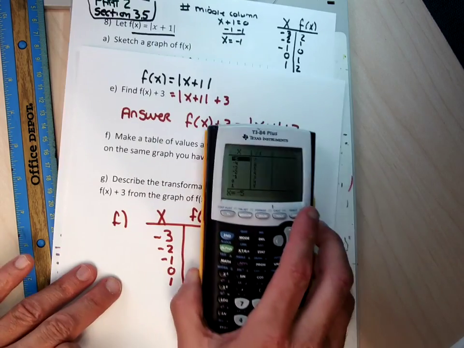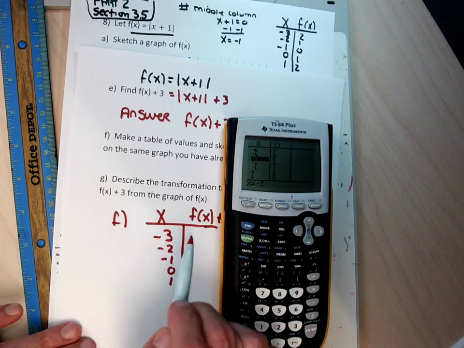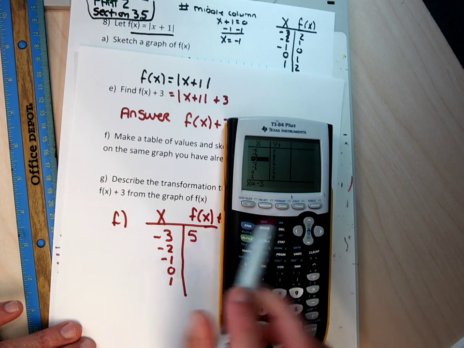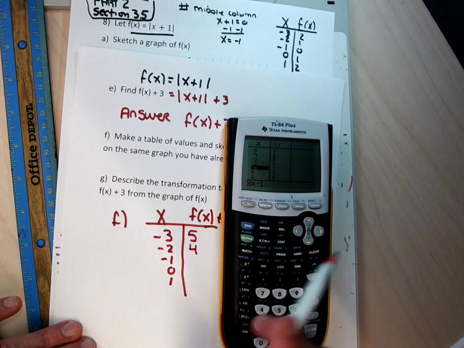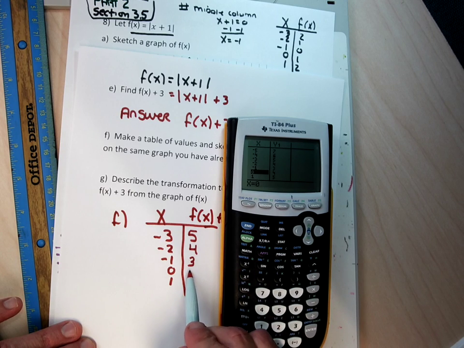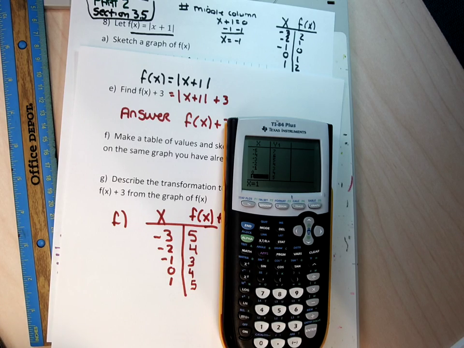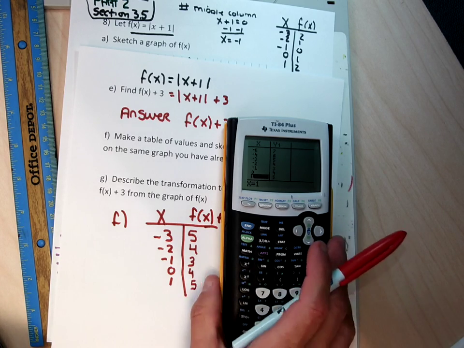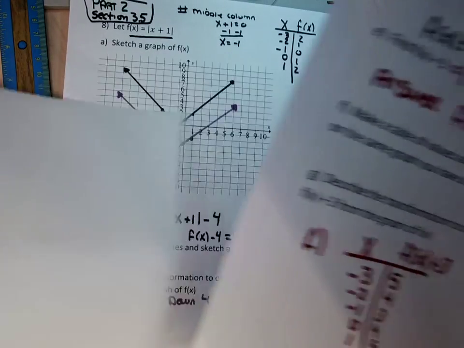And I'm looking for -3. Next to -3 is positive 5, so I'm going to write -3, 5. Next to -2, I see 4. Next to -1, I see 3. Next to 0, I see 4. Next to 1, I see 5. So I'm going to plot those 5 points on my graph that I've already done 2 graphs on. Do them in red just to make them stand out.